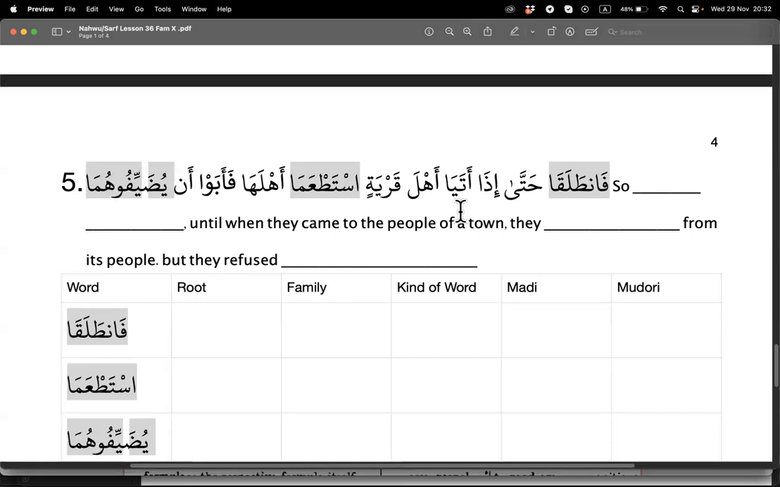I'm not asking you to do sarf. What kind of word? Fi'il madi, madihuma also. Ahla is people. What status is it? Mansub. Why is it mansub? Because of ataya. This is fi'il, fa'il, and this is maf'ul. Qaryatin is the mudaf ilaihi. Very good. Istata'ama is from what? Family istif'al, root letters.